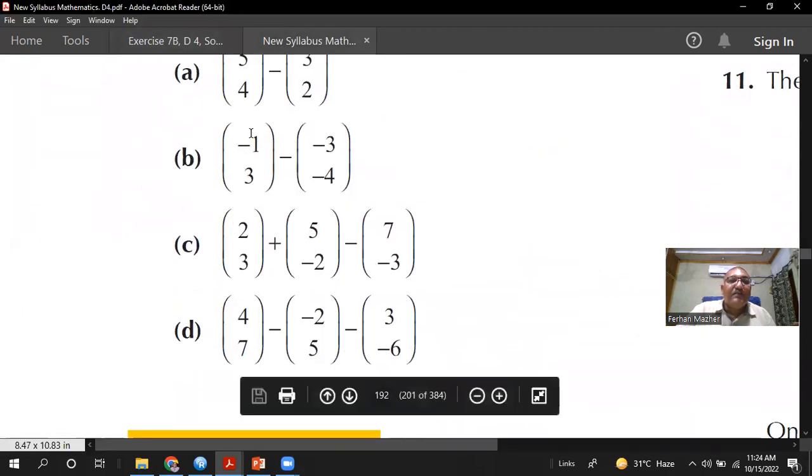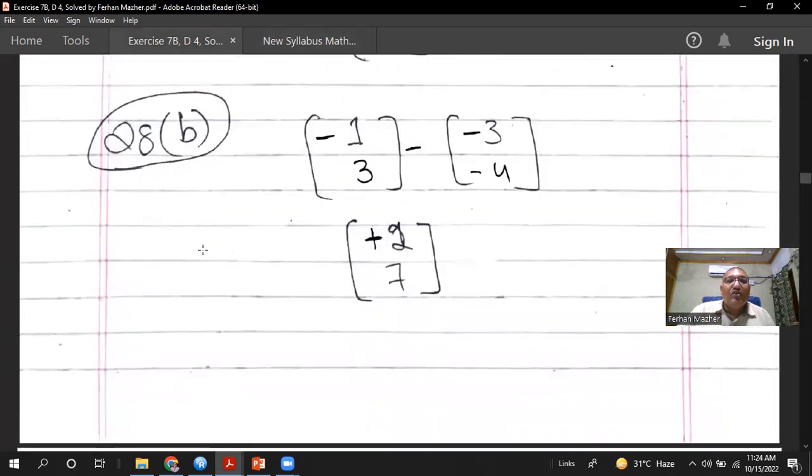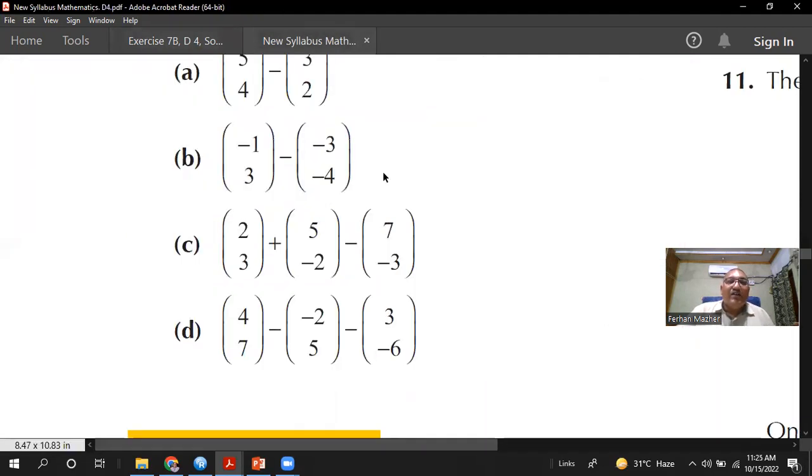B part, minus 1, 3, minus 3, minus 4. Okay, so minus 1 minus 3, it will become minus 1 plus 3. So that will be 2. 3 minus 4, it will become 3 plus 4. That will be 7. Okay, so C part is here we have 3 column vectors.